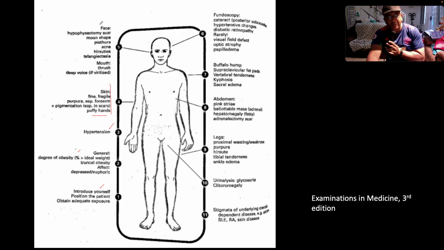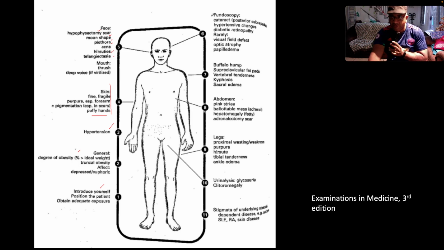Moving on to the face, you may see a hypophysectomy scar if this was Cushing's disease, which was surgically treated. The moon face is important. You have facial plethora or rubor with acne. You have hirsutism, which is unsightly hair on the face, and telangiectasia.